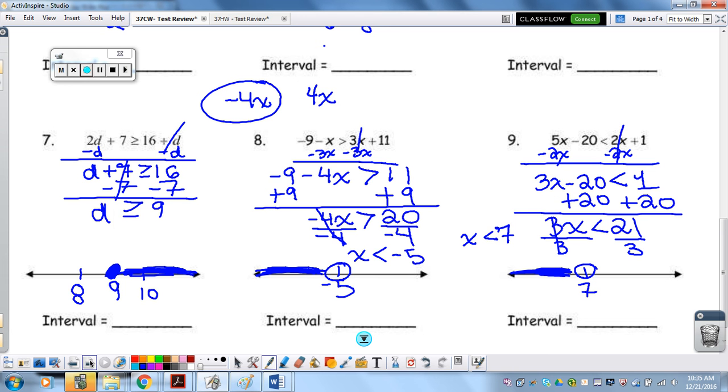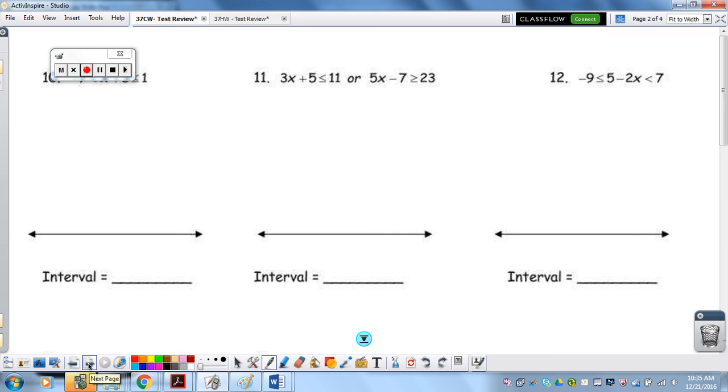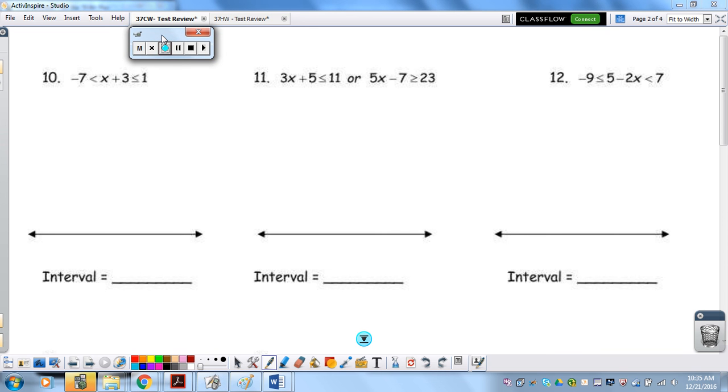So we got 9 down, we got to do number 10. Wait for it. We're going to move this. Alright, there we go. Ooh, negative 7 is less than x plus 3, which is less than or equal to 1. Alright, so that's a lot. Now, if you notice, your variable is in the middle. So what you got to do is try to figure out how to get that variable by itself. So you got to think about it. It says x plus 3. Don't be scared of the fact that it's sandwiched in between two different things. It's okay. See how it's a positive?